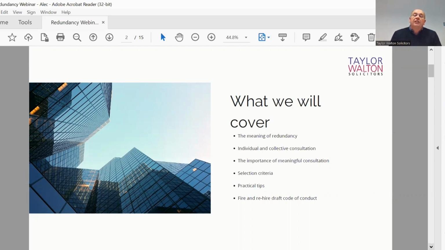We'll then discuss selection criteria and some practical tips of how to conduct a redundancy exercise. And finally, I just want to touch upon, for a short period, the fire and rehire draft code of conduct, which the government released earlier this year. So let's move on.